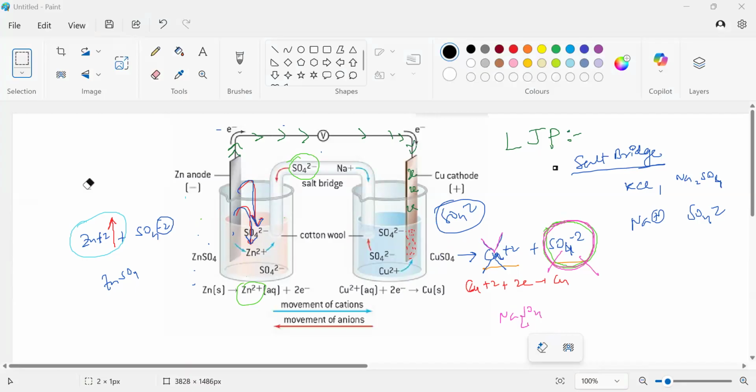Now we're going to the important part. When we discussed this Voltaic cell, it will be very, very important for us how they work. Now we are coming to the HL part.